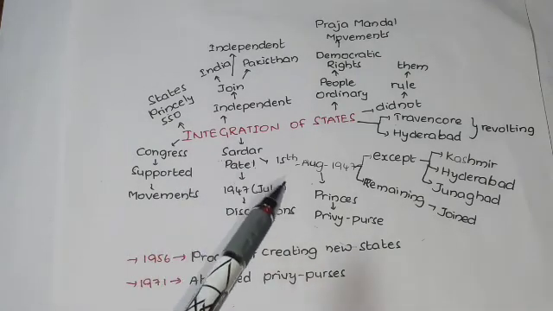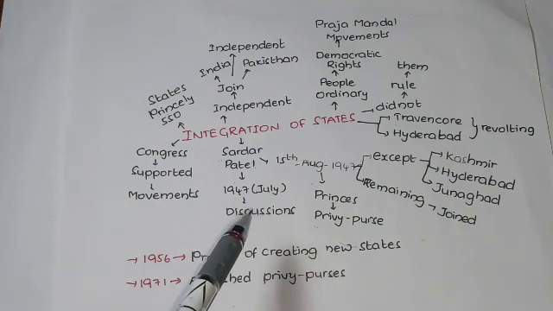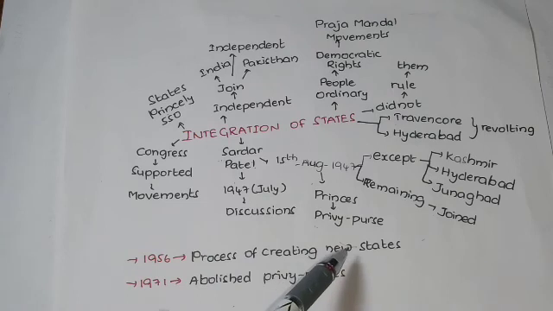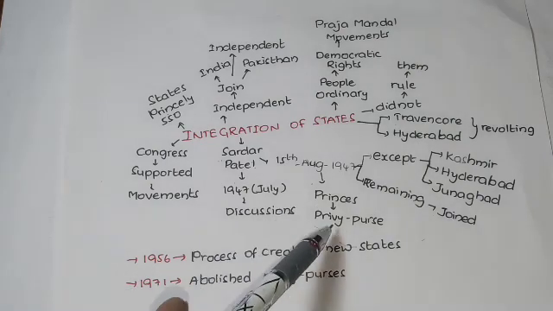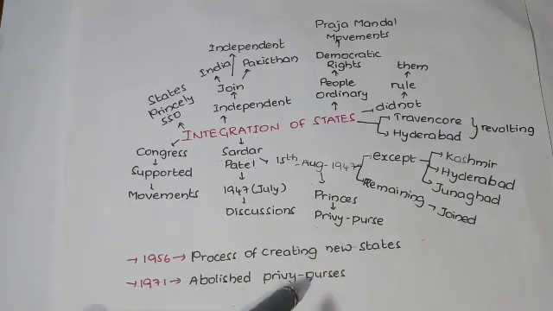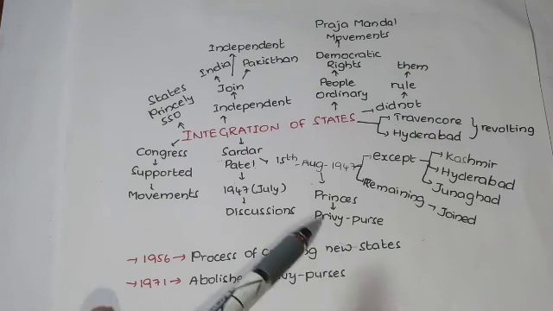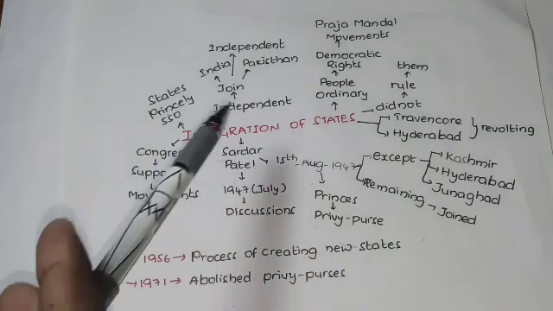Anyhow, in 1956, they had completed the process of creating new states of India. It means the process of creating new states went on up to 1956. In 1971, what happened? The privy purse that was given to the kings was abolished. It was cancelled. So once again, we shall revise here.